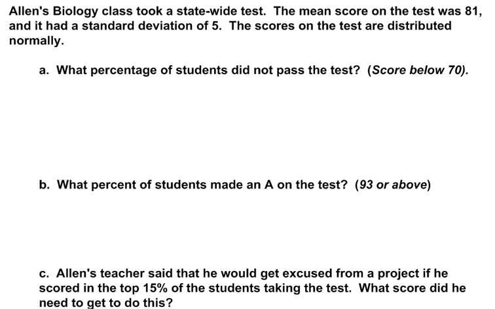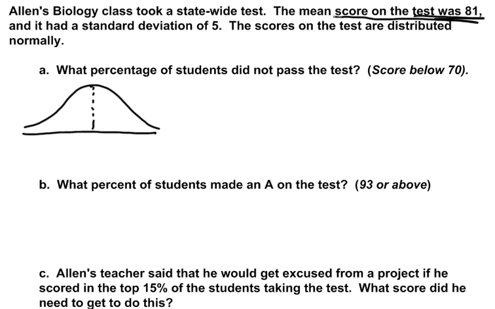So, since we know that this is a normal distribution, we know it's going to be something that's symmetric and bell-shaped with a mean in the middle, and we're going to have to identify how that applies to this problem. So what we know is that the mean score was 81. So that means that in the middle of our distribution, we have an 81. Now we want to identify the percentage. We want to find what percentage of students scored below 70. In other words, they did not pass the test.